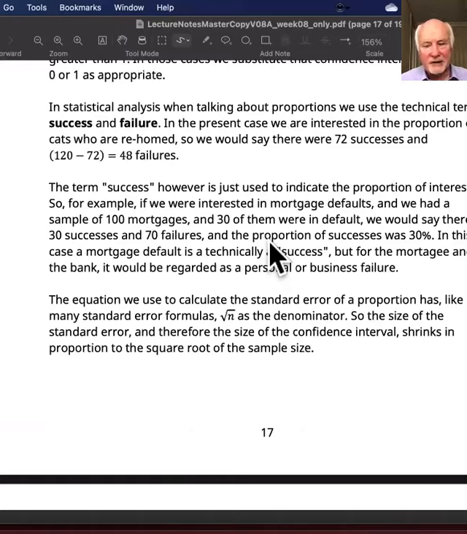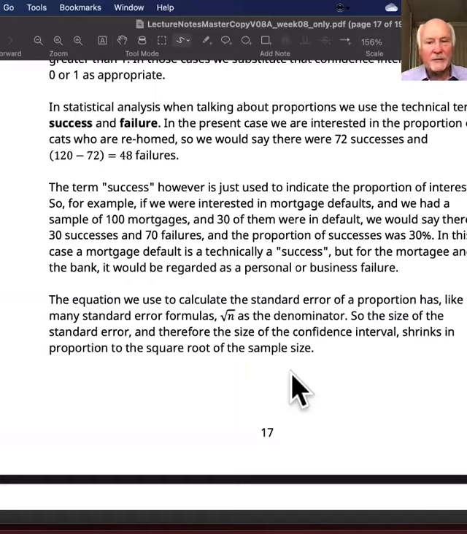But the term success actually has nothing to do with what in the real world would be regarded as a success. The example I give here is if we were interested in mortgage defaults and we had a sample of 100 mortgages and 30 of them were in default, we would say there were 30 successes and 70 failures. The thing we're focused on is the defaults, so that's what we think of as the successes in a technical statistical sense.